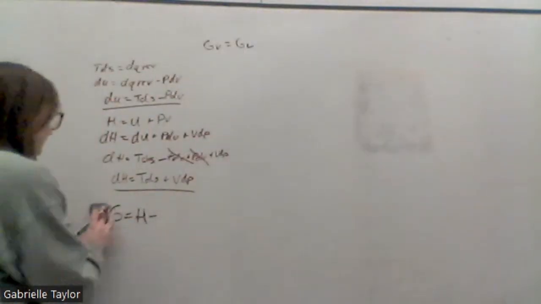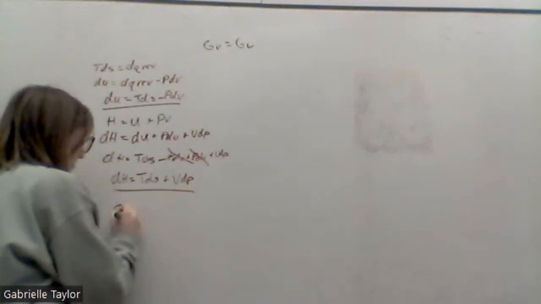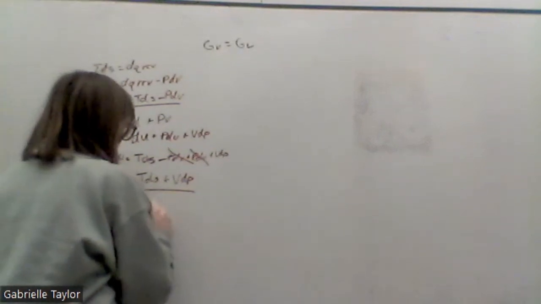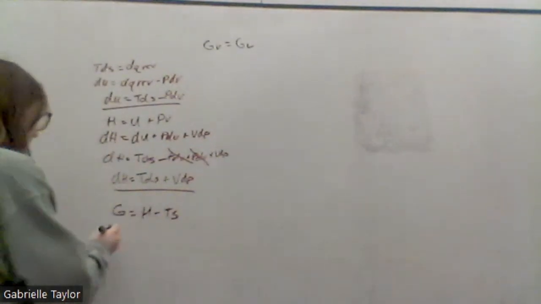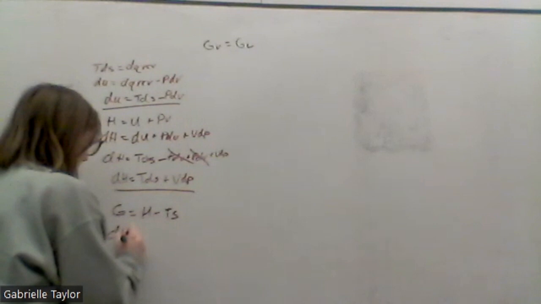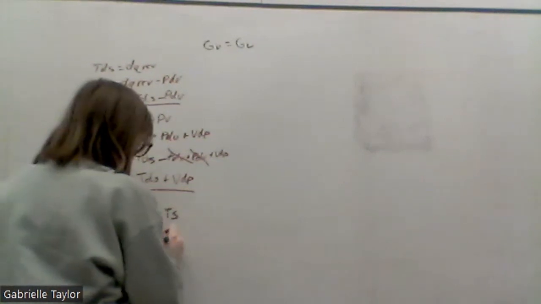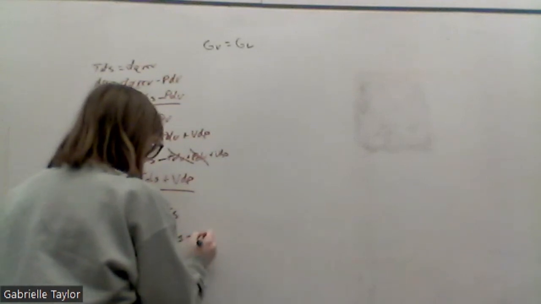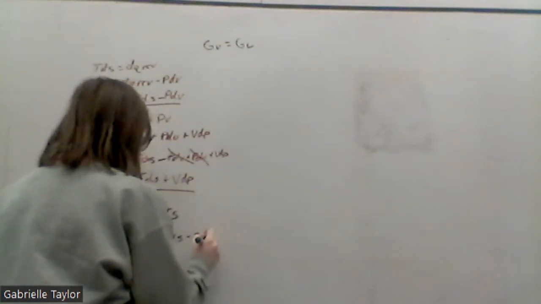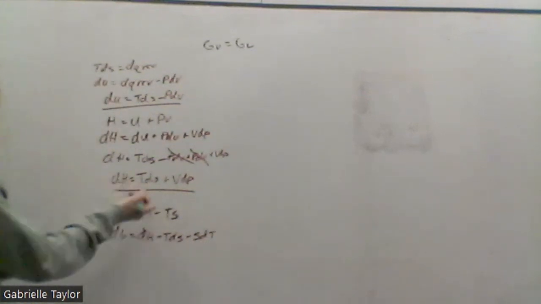The last thing we know is that our Gibbs free energy equals our enthalpy minus TS. So now if we take the derivative, we get dG equals dH minus TdS minus SdT. So now let's plug in our dH in this.